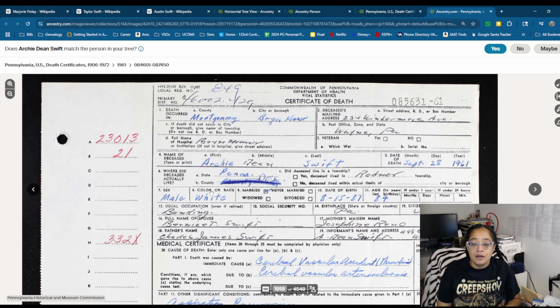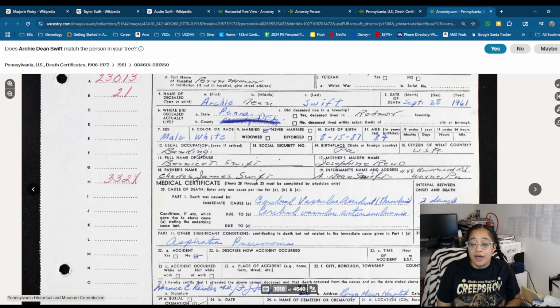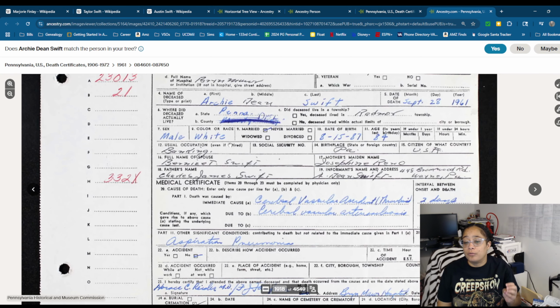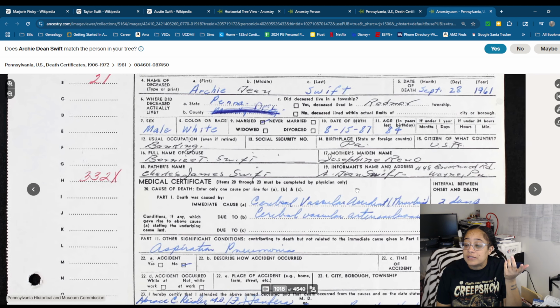Date of death, where did the deceased live? So here they've got mailing and residence on this death certificate. And then we've got male, race or color, married, date of birth, and age. So this is great to actually have a correct date of birth on a death certificate. He's in banking. He was born in Pennsylvania and a citizen of the U.S. Full name of spouse, mother's maiden name, father's name, and then informant is A.